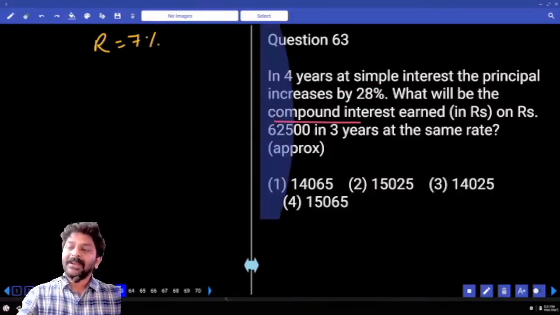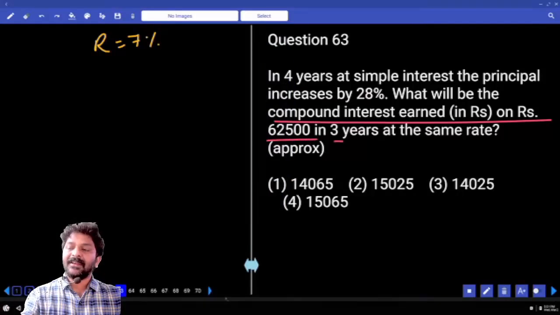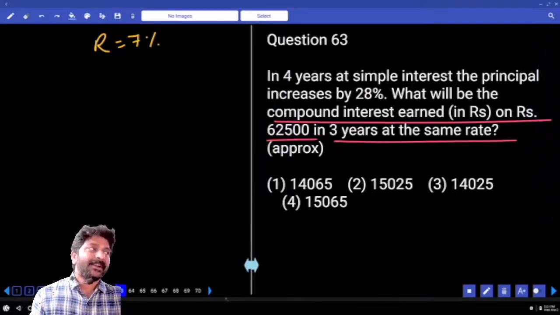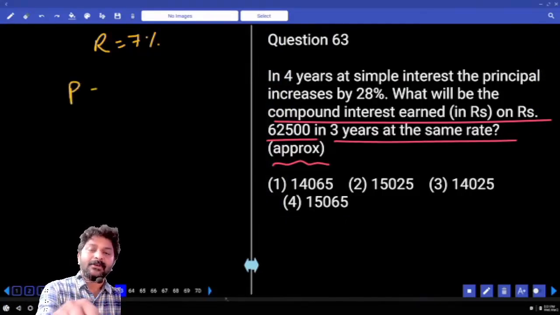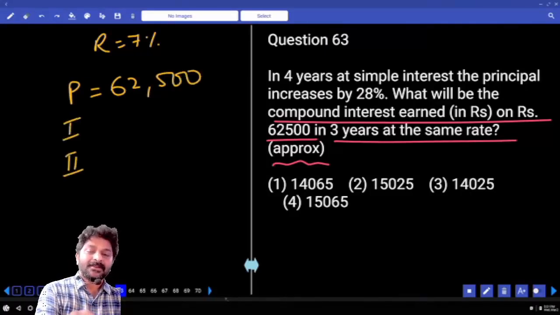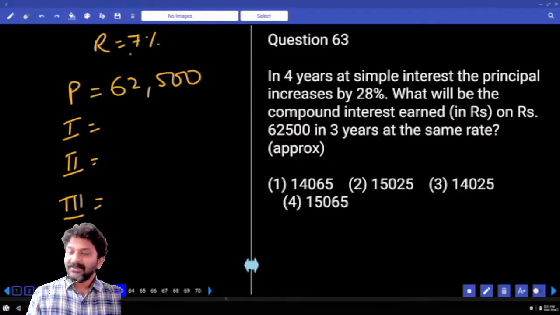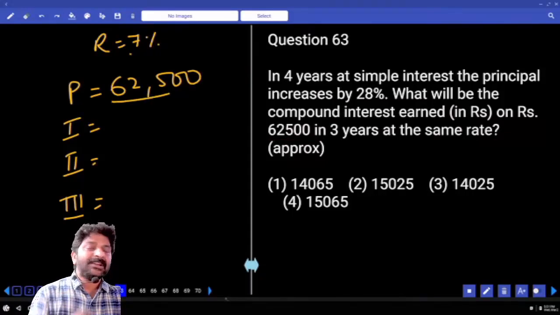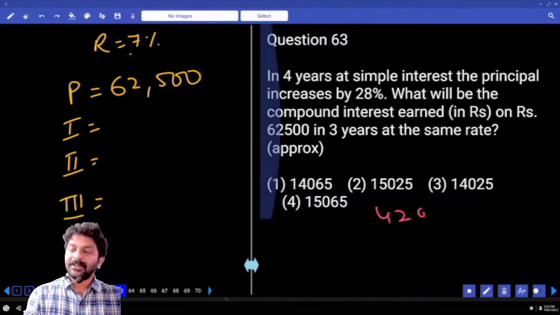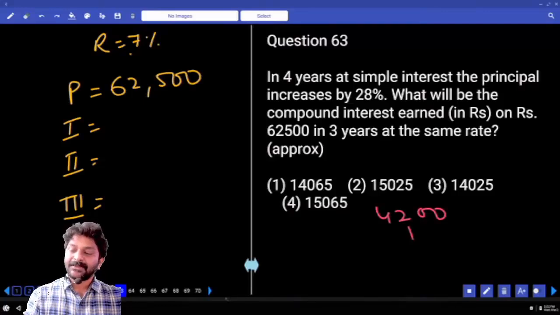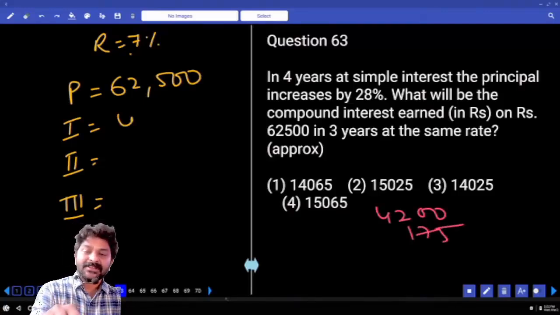What will be the compound interest earned on 62,500 in 3 years at the same rate of interest? And we were asked to calculate approximately. So I told you, write your principal and start calculating. Correct? So first year, second year and third year. 7%. So can I go with 1% into 7? 1% is 625. 600 7 times, 4,200. 25 7 times, 175.